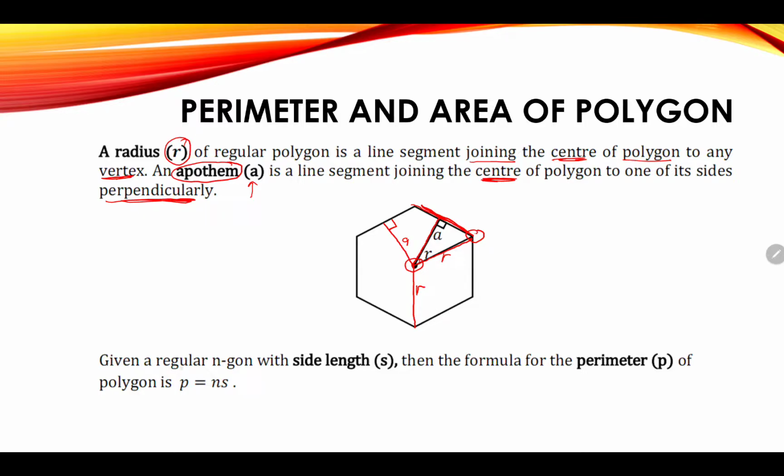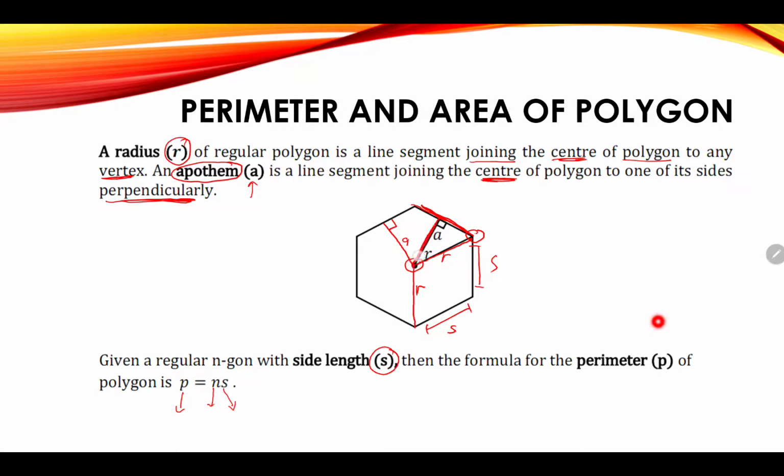Okay, then given a regular n-gon with side length S maksudnya dekat sini S side length, then the formula for the perimeter of the polygon is P equals NS. Okay, P is the perimeter of the polygon equals n is the number of side of that polygon times with S is the side length. Macam mana nak cari side length?